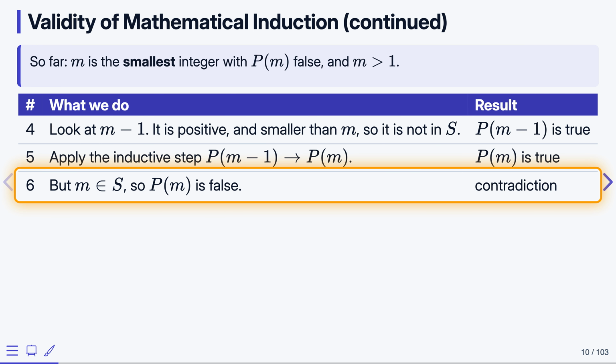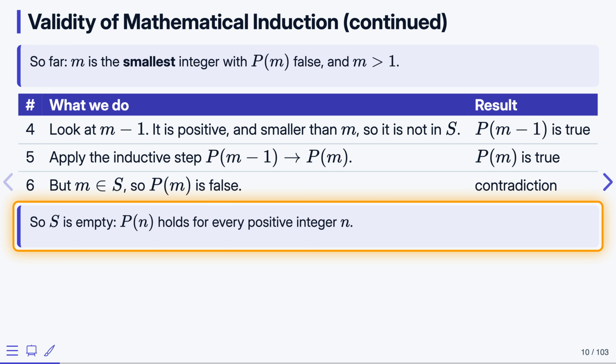Step 6. But m sits in S, so P(m) is false. We have said that P(m) is both true and false. That cannot happen. So the set S was empty all along. There is no bad number. P(n) is true for every positive integer n.